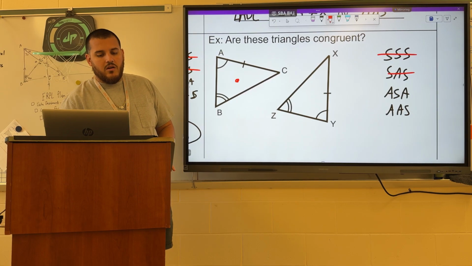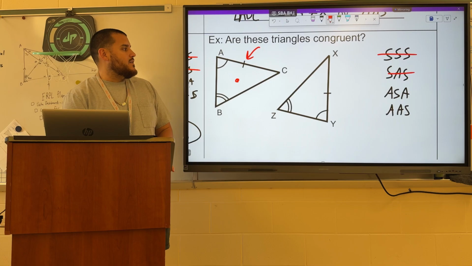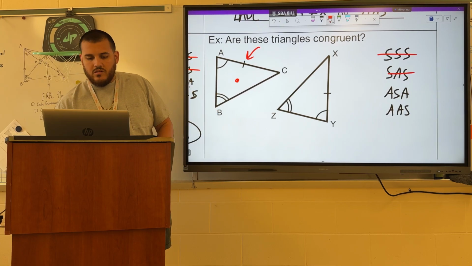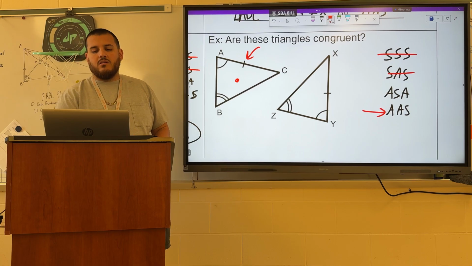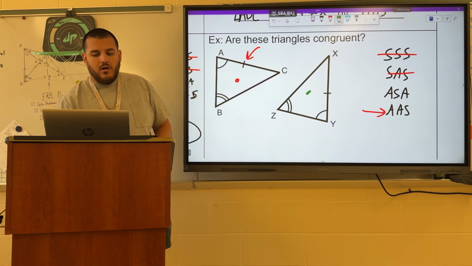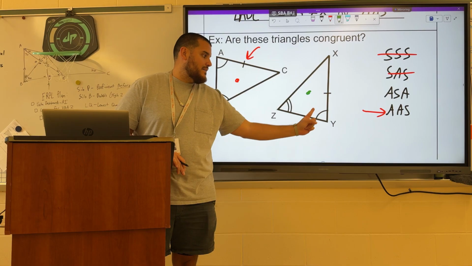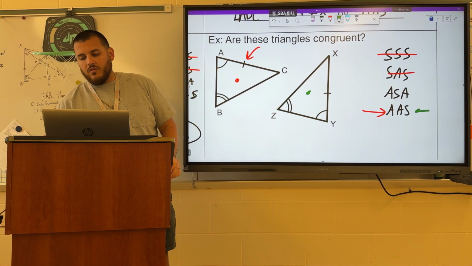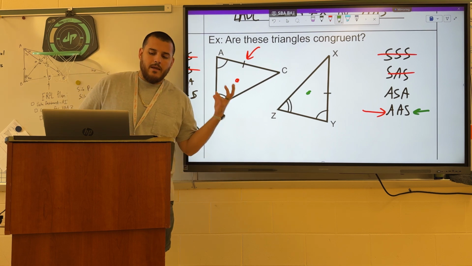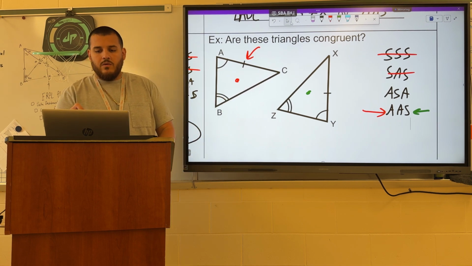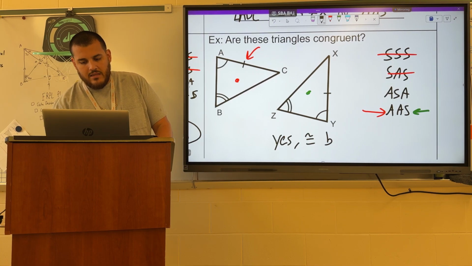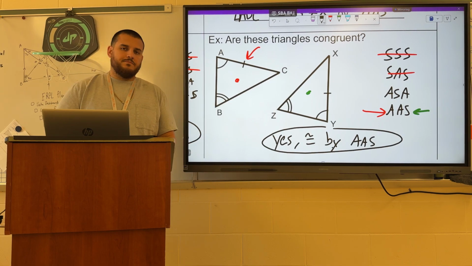Notice on this triangle, the side that is marked is not the included side of these two angles, so that would give me this criteria. And this triangle also gives us a side that is not the included side of my two angles. That also fits this criteria. So, matching criteria here, we would say yes, these triangles are congruent by the angle side theorem.